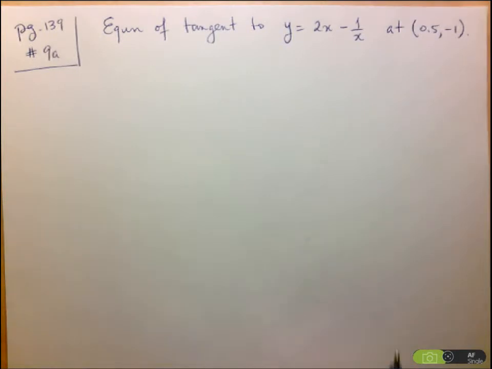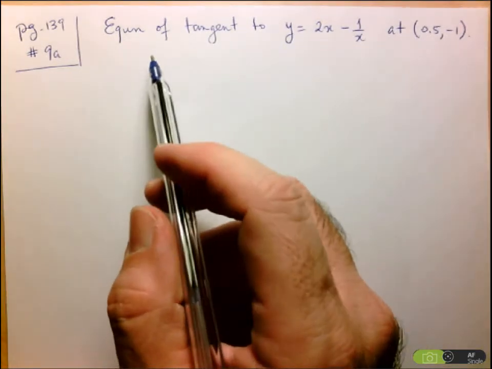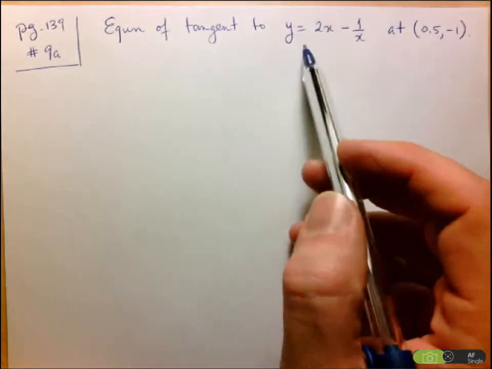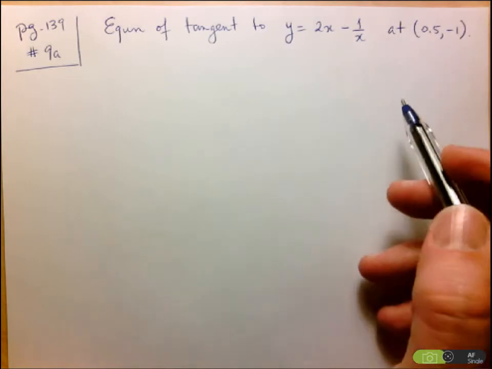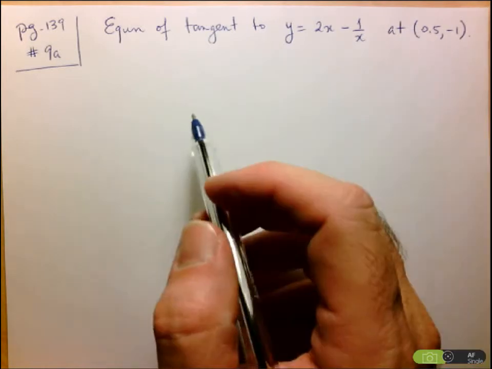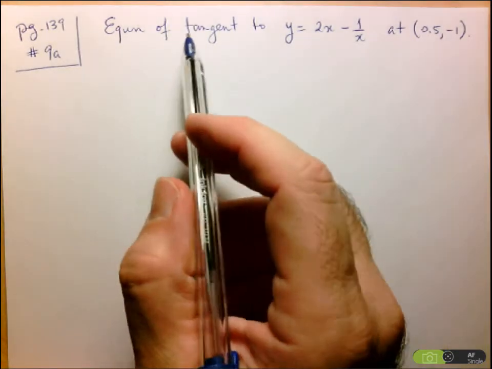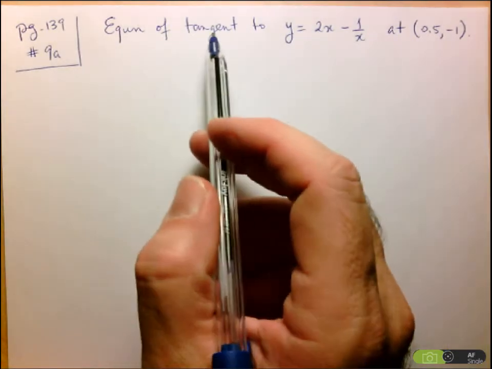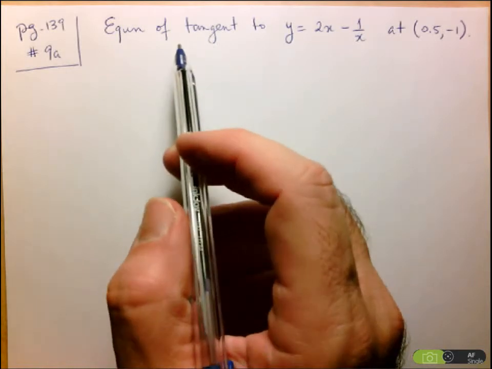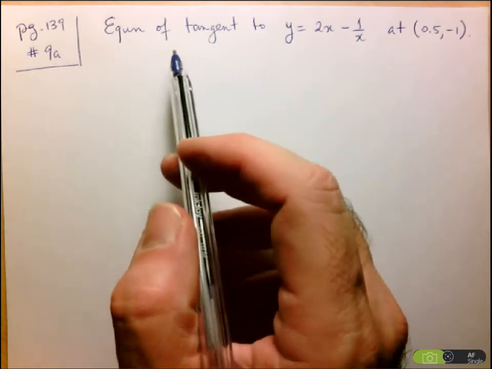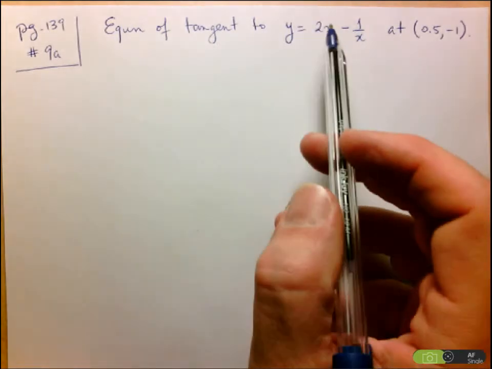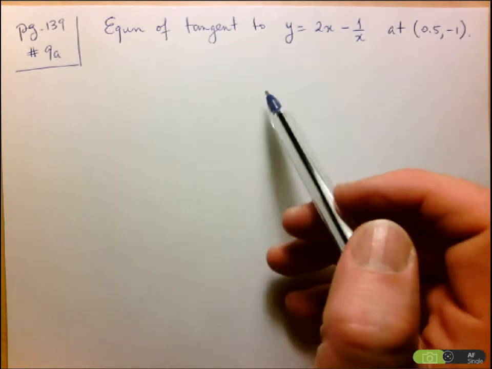Hi folks, we're going to take a look at number 9a from page 139. So what they're asking us to find is the equation of the tangent to this function here at the point 0.5, negative 1. Now this is a little different from most of the questions we've been answering because they're looking for the equation of a tangent. Now remember that the tangent is a line. So in the end, what we're looking for here is the equation of a line that's tangent to this curve.